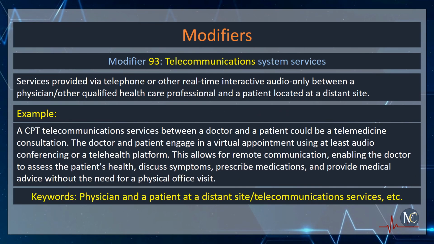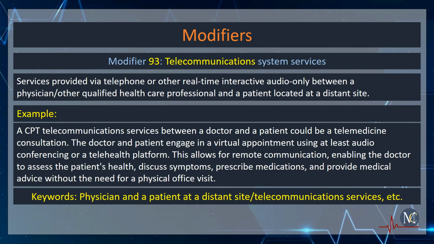Modifier 93. CPT modifier 93 means telecommunication system services. CPT codes may be used for reporting audio-only services when appended with modifier 93. Telemedicine service is defined as a real-time interaction between a physician or other qualified healthcare professional and a patient who is located away at a distant site. When using modifier 93, the communication during the audio-only service must be of an amount or nature that meets the same key component or requirement of a face-to-face interaction.